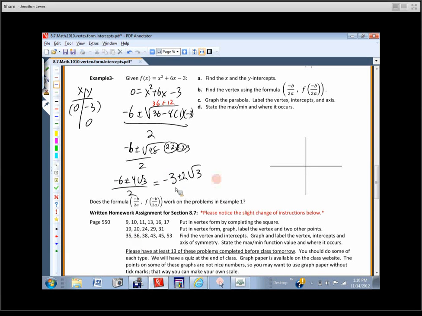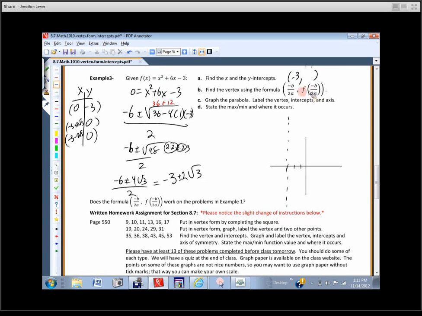So the two x-intercepts are negative 3 plus 2 radical 3, and negative 3 minus 2 radical 3. So these are conjugates, or these are equally spaced around negative 3. So 1, 2, 3 on the negative side. Which way does this open? Opens up.